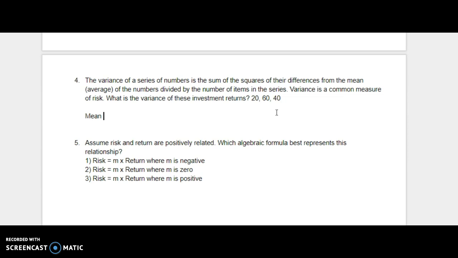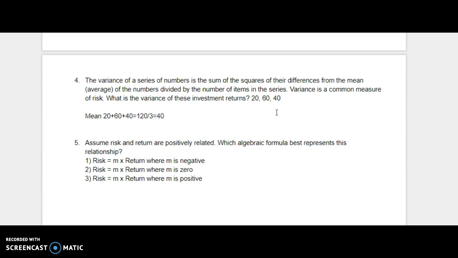So the first thing we're going to do with these three numbers is find the mean. So let's add them together first, 20, 60, and 40. That is going to give us a total of 120 sum. And then we're going to divide it by the numbers in our series. So there were 3 numbers. So we're going to divide 120 by 3 to get our mean of 40.